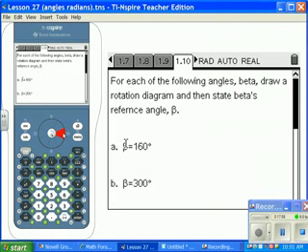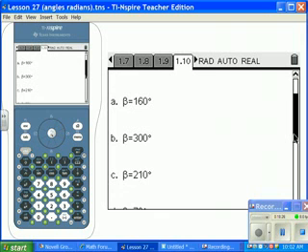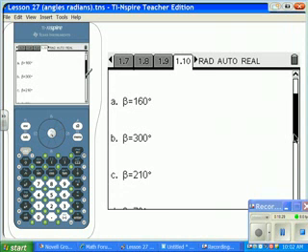What's a reference angle? The little part. Give me a math word for small angle. Acute. Okay, so a reference angle has to be less than 90 degrees. Okay? So when you get the reference angle, it should lie in the first quadrant, correct? All right, so beta for the first one is 160 degrees.